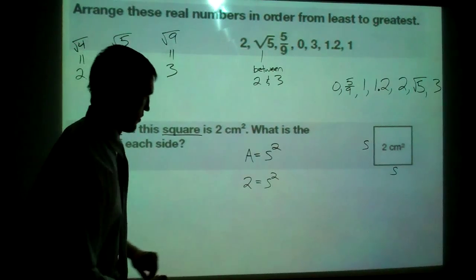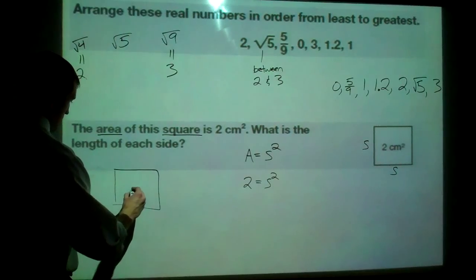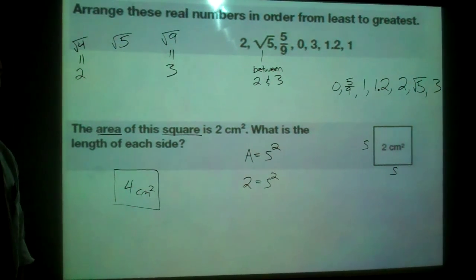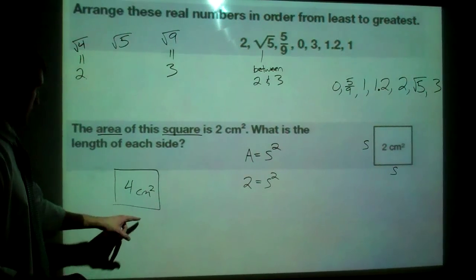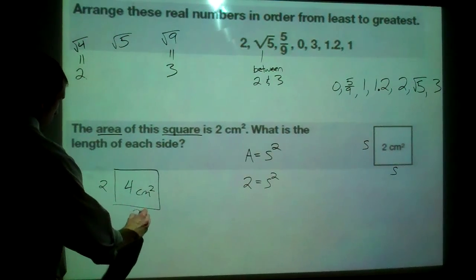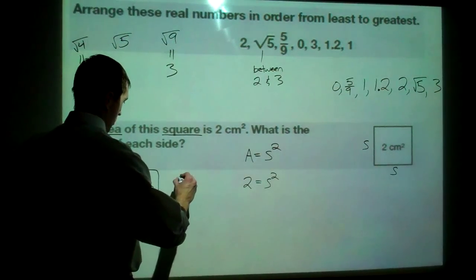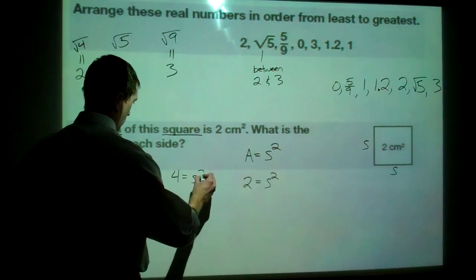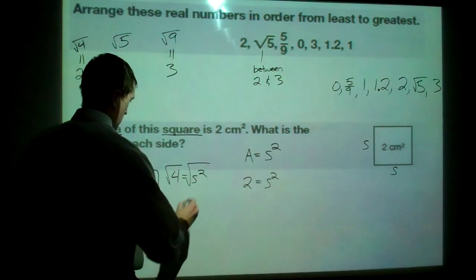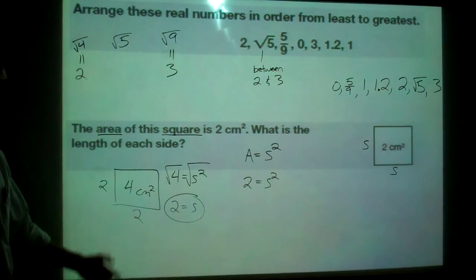It probably sounds a little confusing right now. Let's pretend that our square was 4 centimeters squared, and we wanted to find the side length. Well, I know that this has to be the same side, so we know that it's going to be 2 and 2, because 2 times 2 gives us 4. It's the same thing as saying, okay, here's our area, 4 equals s squared. It's the same thing as taking the square root of both sides. So we know that 2 equals our side. So it would be 2 centimeters there.